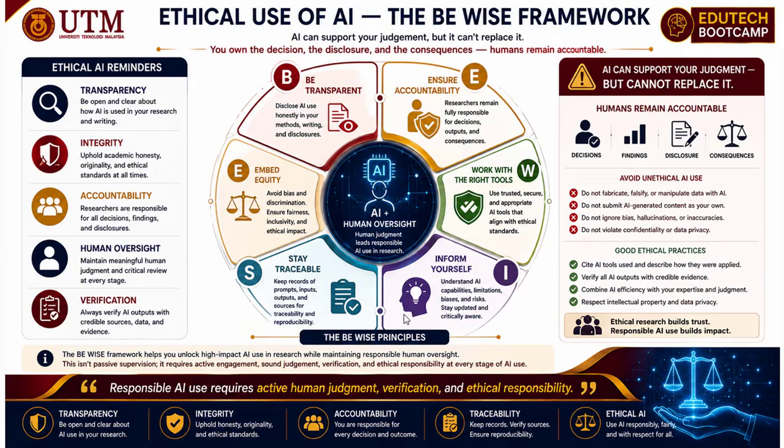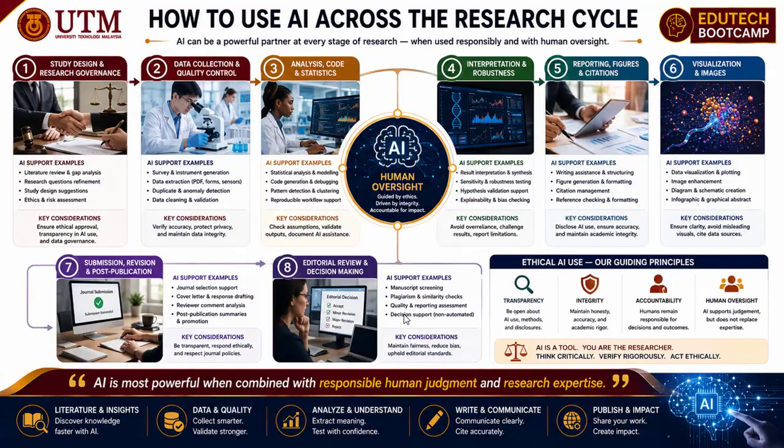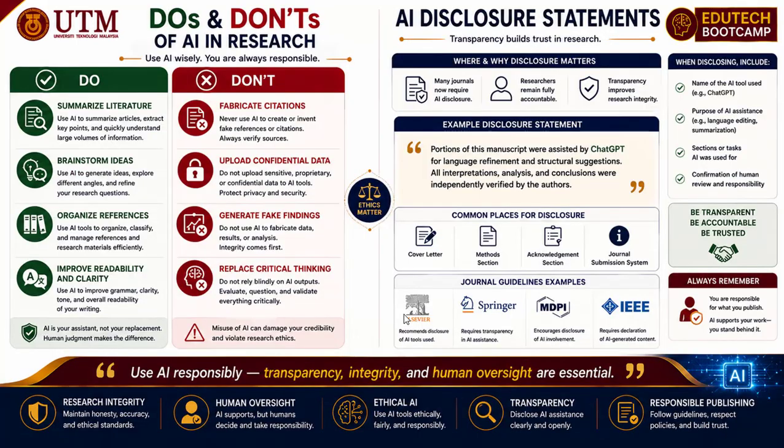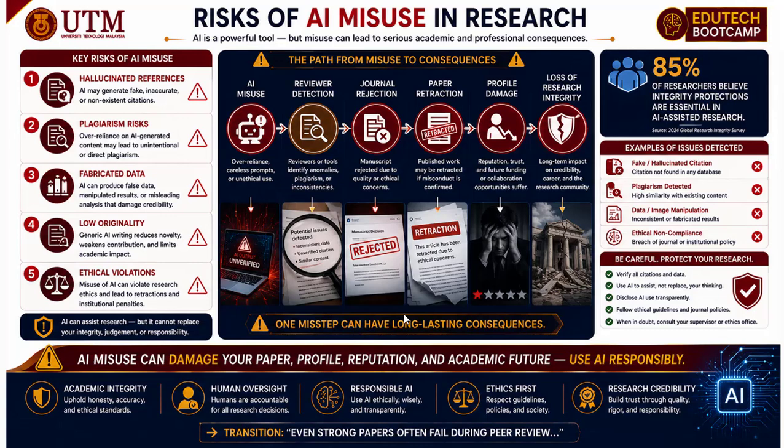Then the risk of AI misuse. If you misuse it, definitely your paper will be rejected or retracted, your profile may be damaged, or you may lose research integrity. These issues arise when you use fake, hallucinated citations, AI plagiarism, or data and image manipulation. For example, you manipulate the data, and after manipulating, you directly generate the graphs and figures. This is totally unethical. There is no evidence whether you conducted this study in a structured way or not.